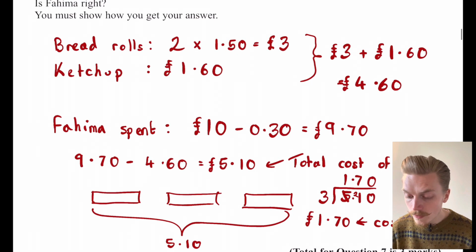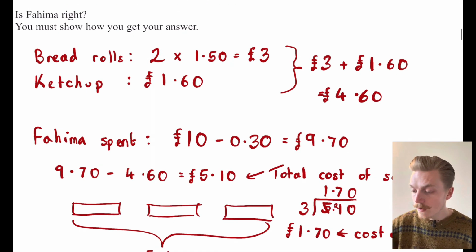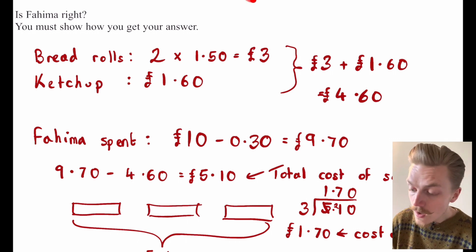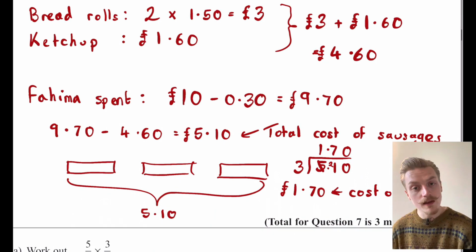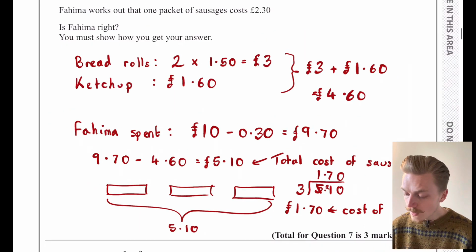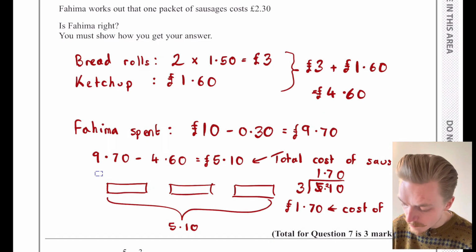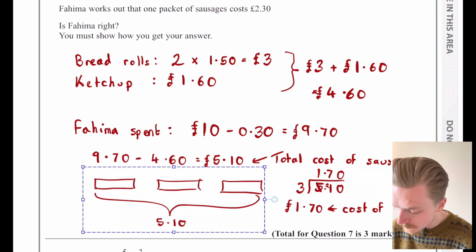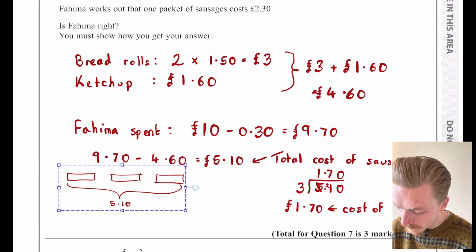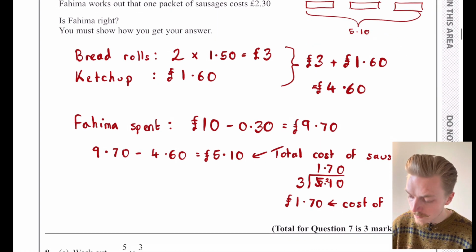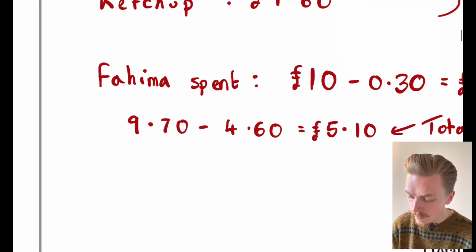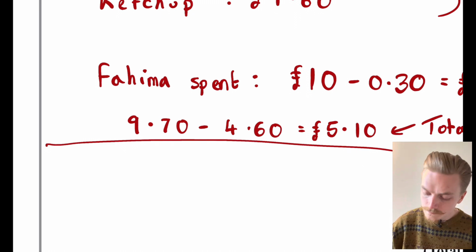So we now know that she's not right, because actually the cost of 1 packet is £1.70, not £2.30. She's got it wrong. But we need to say that. We need to give our conclusion. I've run out of room slightly here, so I'm writing a bit bigger than I would in an actual test. So let me just shrink this and move it out of the way, and I'll write my conclusion down here. So we want to write a sentence just summarising what we found out.